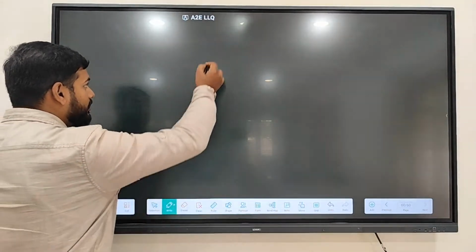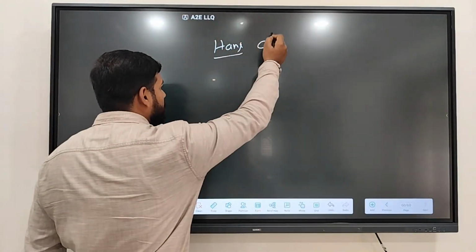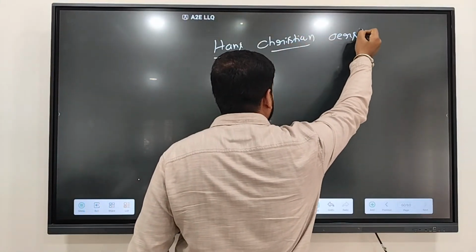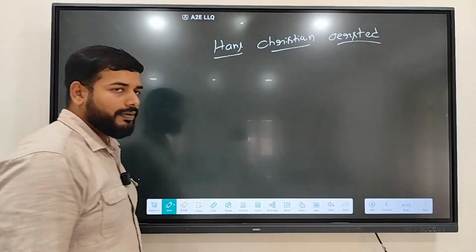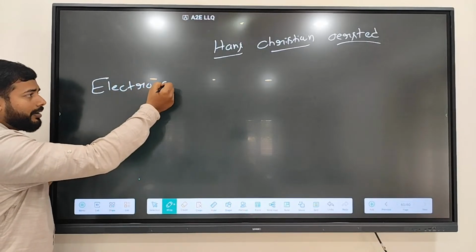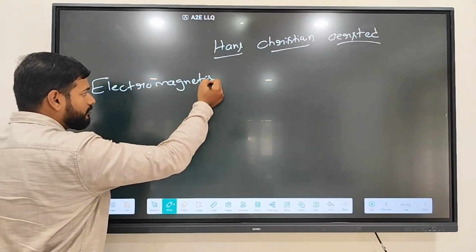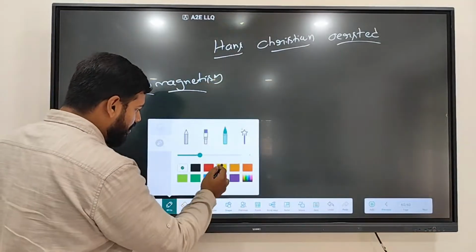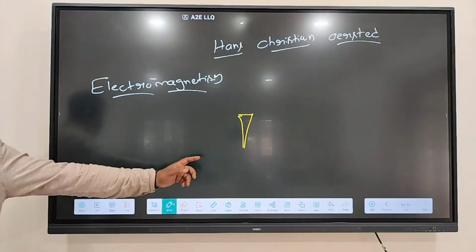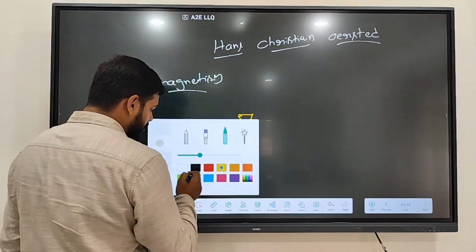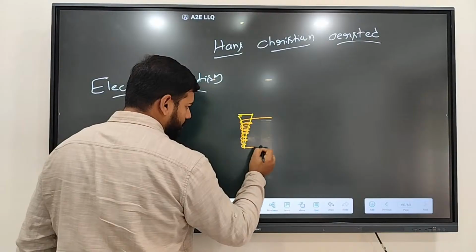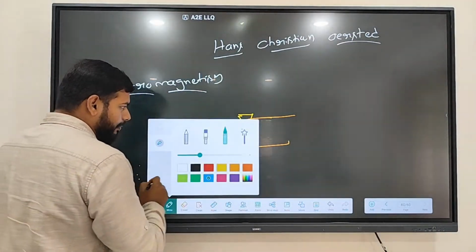Hans Christian Ørsted discovered electromagnetism. Electromagnetism. In your school, have you done this experiment? A nail wound with copper wire, connected to a battery.